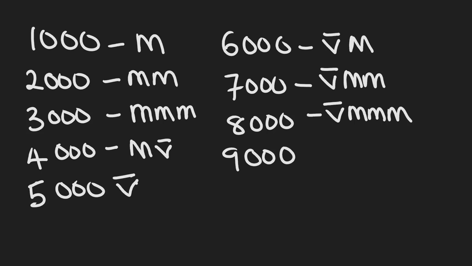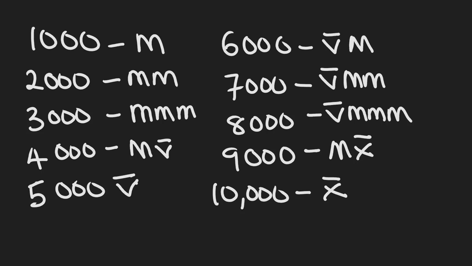What of 9,000? Do you think 9,000 is going to be VMMMM? Of course, no. So now we have to know 10,000. 10,000 is usually written X with a line at the top. So of course 9,000 is going to be 10,000 minus 1,000, which will be MX with a line. Can you see? Are you surprised? So this is from 1,000 to 10,000 in Roman numerals.